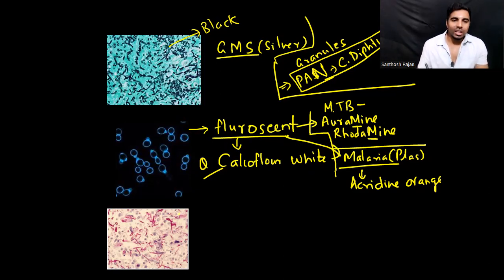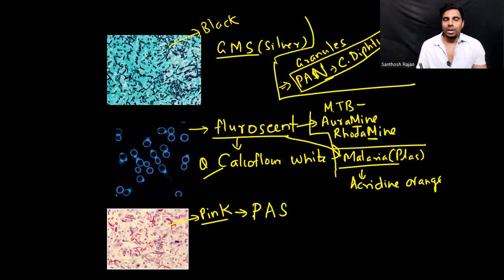Now look, the staining looks pink. This is a fungal stain. What is it called? PAS, periodic acid-Schiff. It doesn't matter, just remember PAS. PAS, pink color, is also for your fungus. Yes, important.